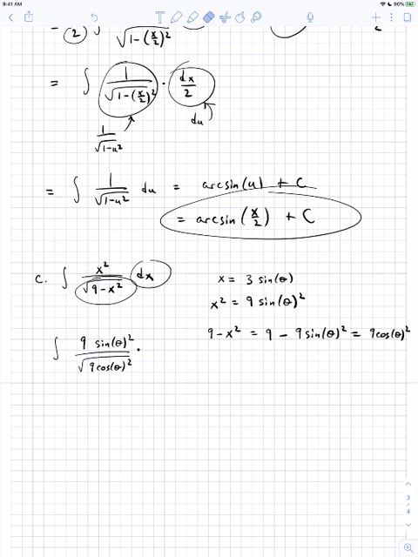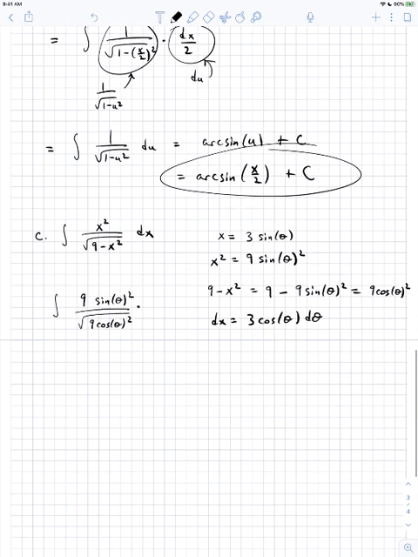So we need a dx as well, and we get that, of course, by differentiating this x. So dx is 3 times cosine of theta d theta. So what we're going to do now is just plug all that in here. So into here, it's going to be times 3 cosine theta d theta.